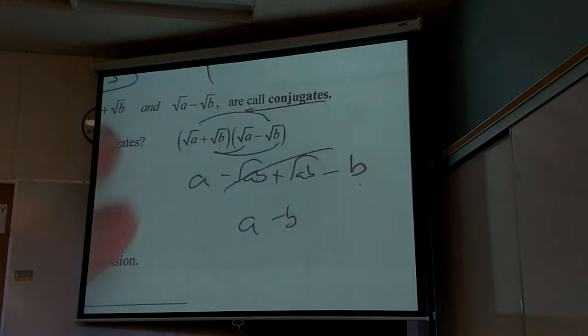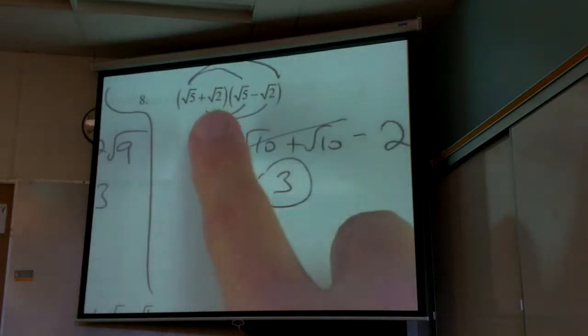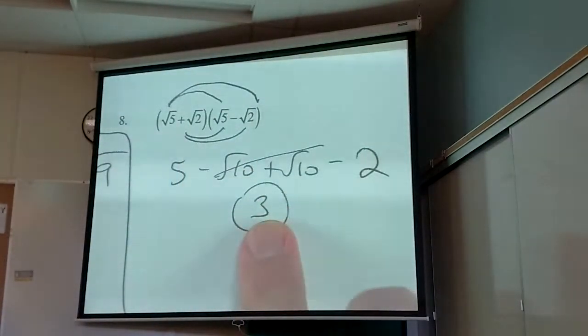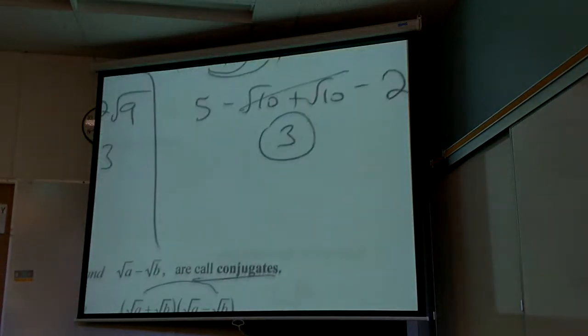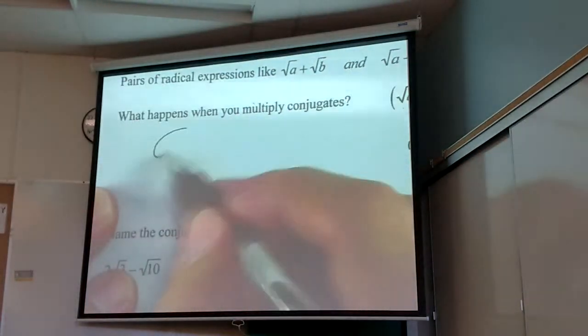And just to point this out, guys, what was a up here? 5. What's b? 2. 5 minus 2 is? Funkadelic. What happens when you multiply conjugates? Good stuff.